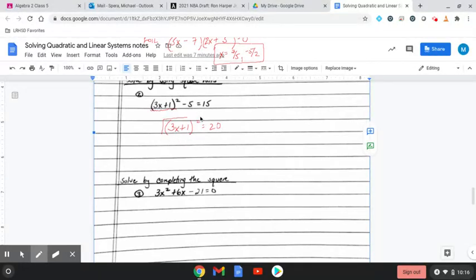Now we take the square root. We know 20 does break down, right? 20 has a perfect square factor. It's 4. So a 2 will come out. The 5 stays underneath, right? Always have plus or minus.